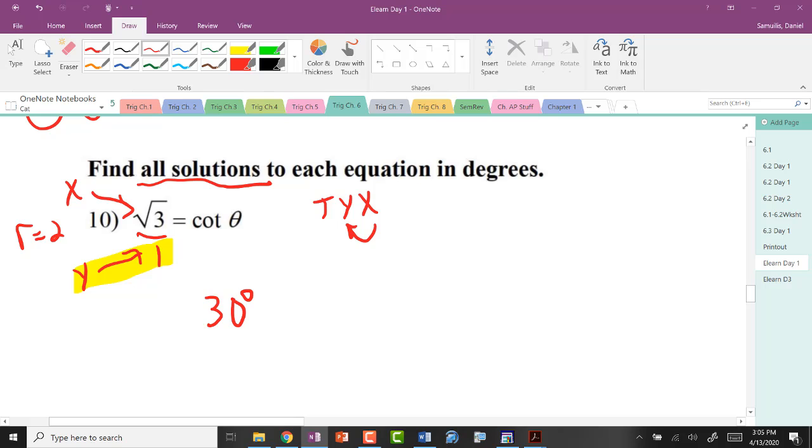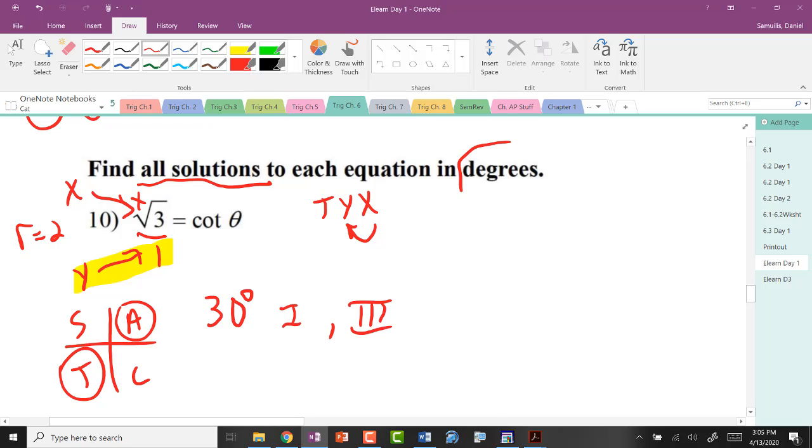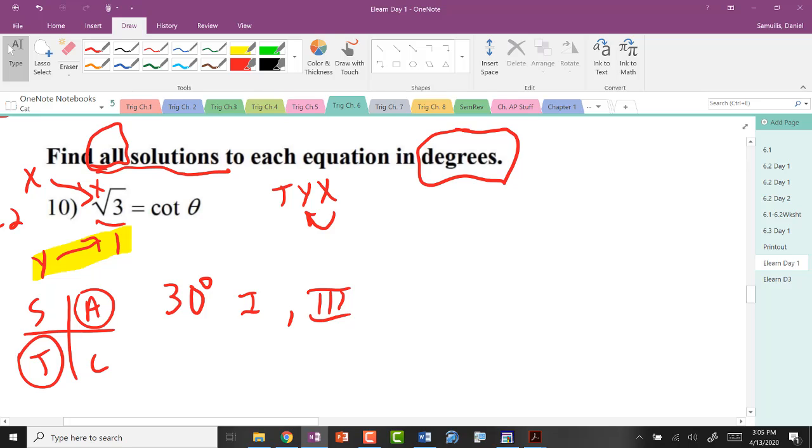So where's cotangent positive? Because this is a positive angle measure. Here we go again, ASTC. At this point, we should be figuring out that we have a 1 and a 3. All right, now I don't want to skip over the directions. I want all solutions, but now we're going to jump back to degrees. So notice this. Here's the 30 in quadrant 1. Here's the 30 in quadrant 3.